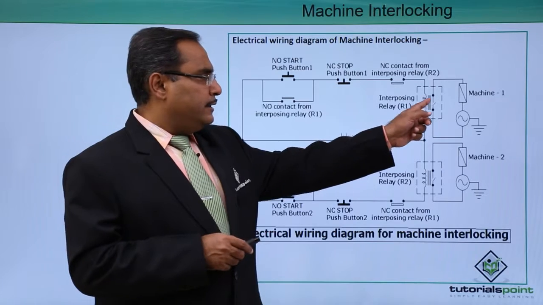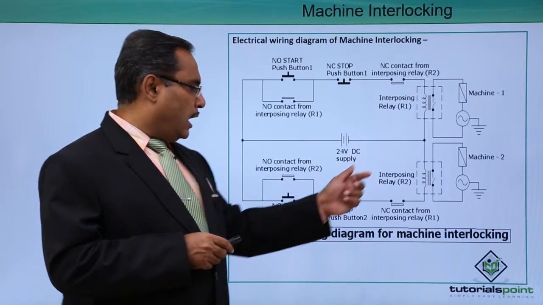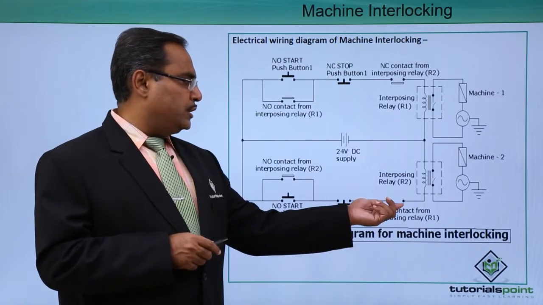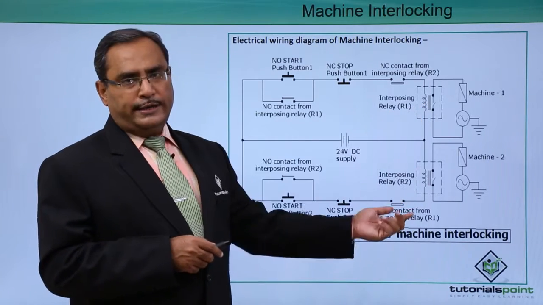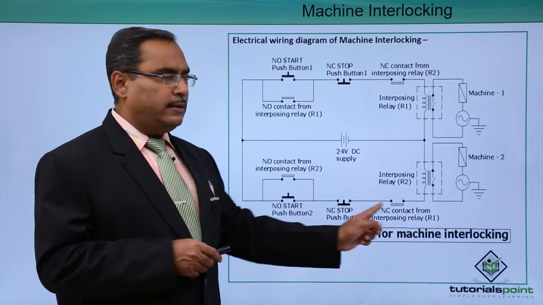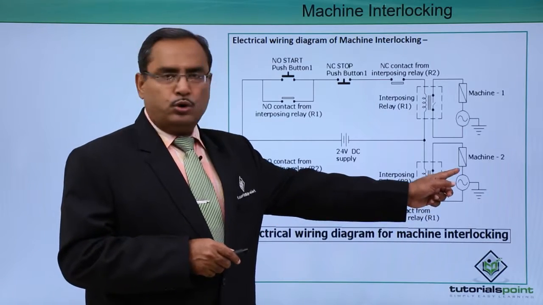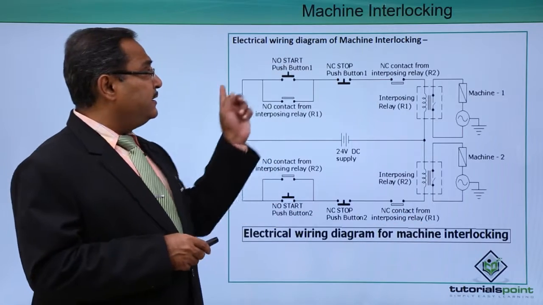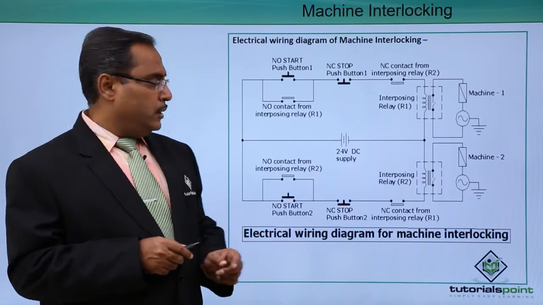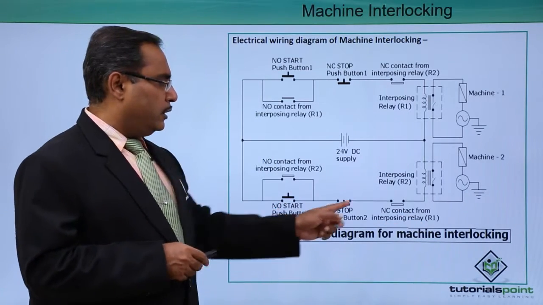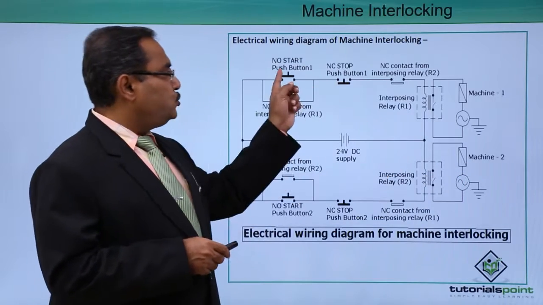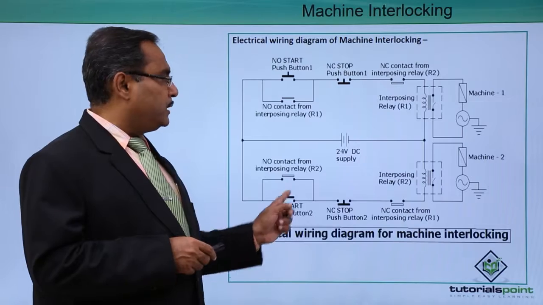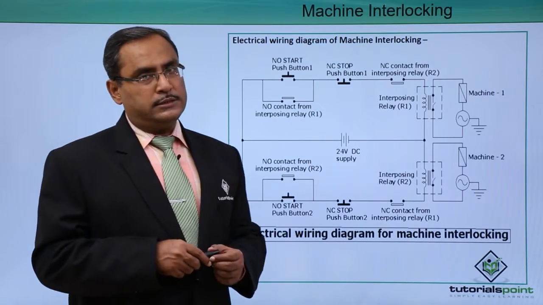Similarly, the NC contact of interposing relay R1 has been put here, so that when R1 is on, it cannot make the circuit, and machine number 2 cannot be made on. So this is the electrical wiring diagram. These two push buttons are for these machines: they are the start push buttons and they are the stop push buttons.